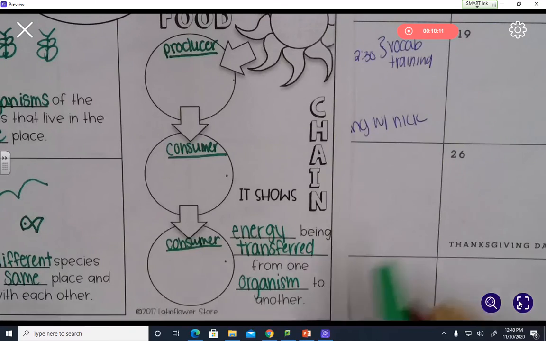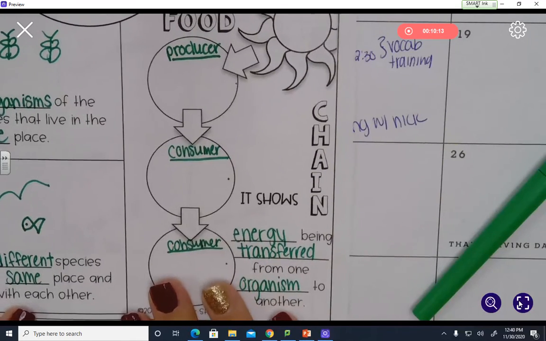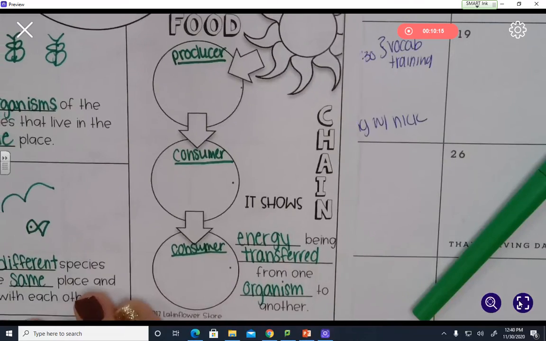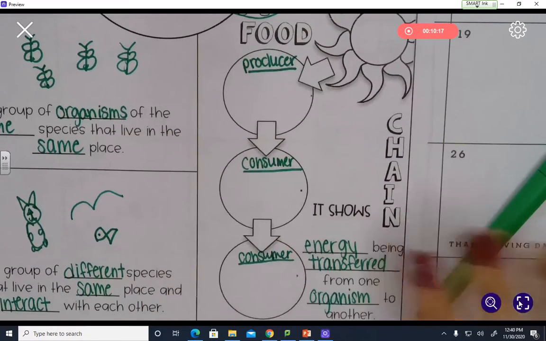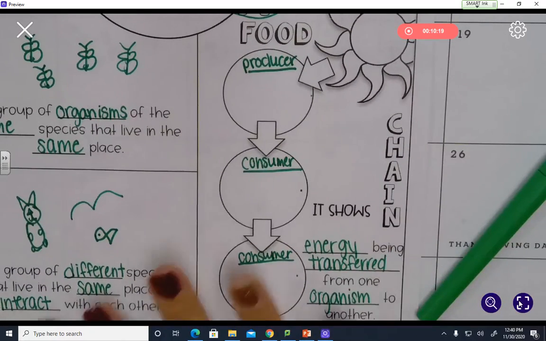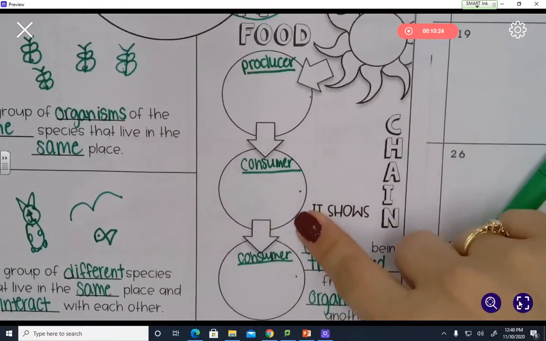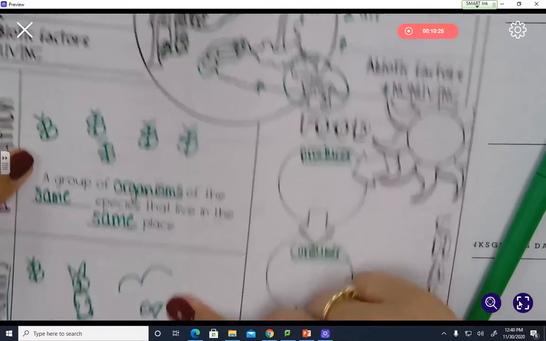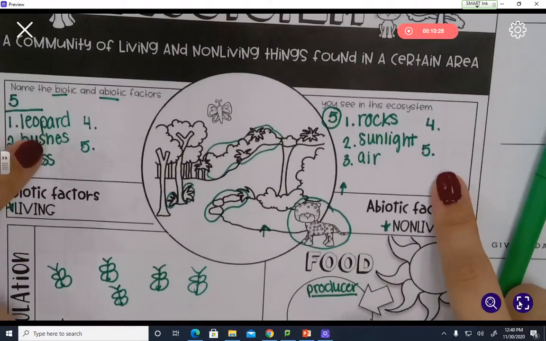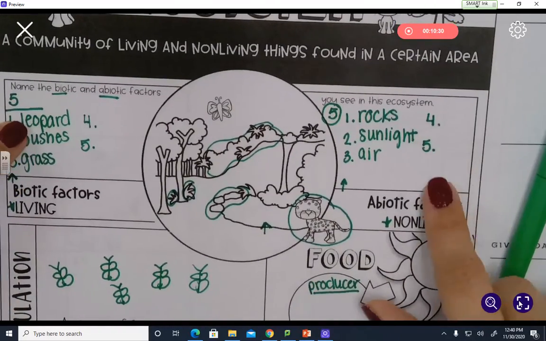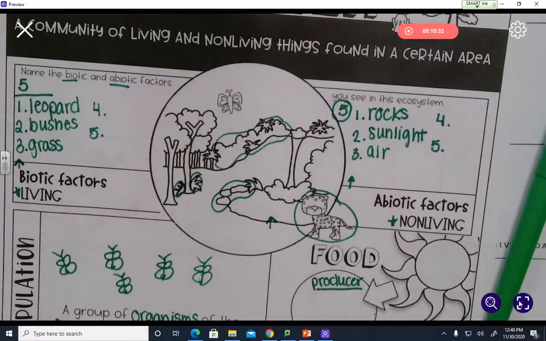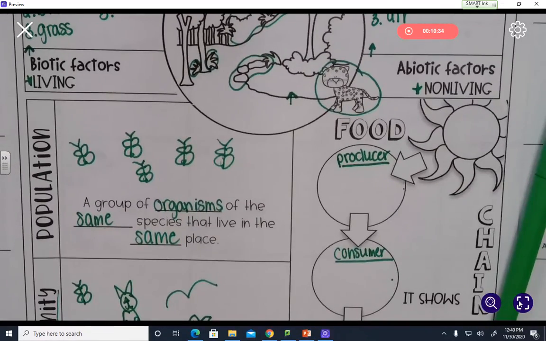And that is all I need you guys to do for today. If you have any questions, please let me know. If you want to color this, you're more than welcome to. Make sure you guys fill out this food chain, fill out your pictures, and fill out these last two abiotic and biotic factors, and submit this to me. Send it to me on Google Classroom. That way you guys can get your points for today.